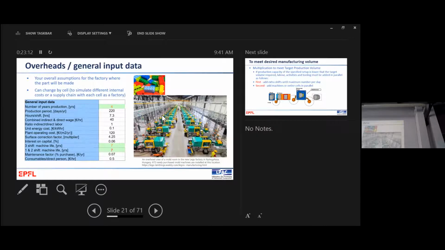You've got to pay your people, and that changes depending upon your production location. Is it in Europe, North America, Asia, China? You have to pay your energy. Your plant costs money to run. You have to include this. Surface correction factor is because the injection molding machine doesn't just sit on a piece of land. You have land around it, so you have to multiply this up. This is very densely packed. Other factories are much more spacious.